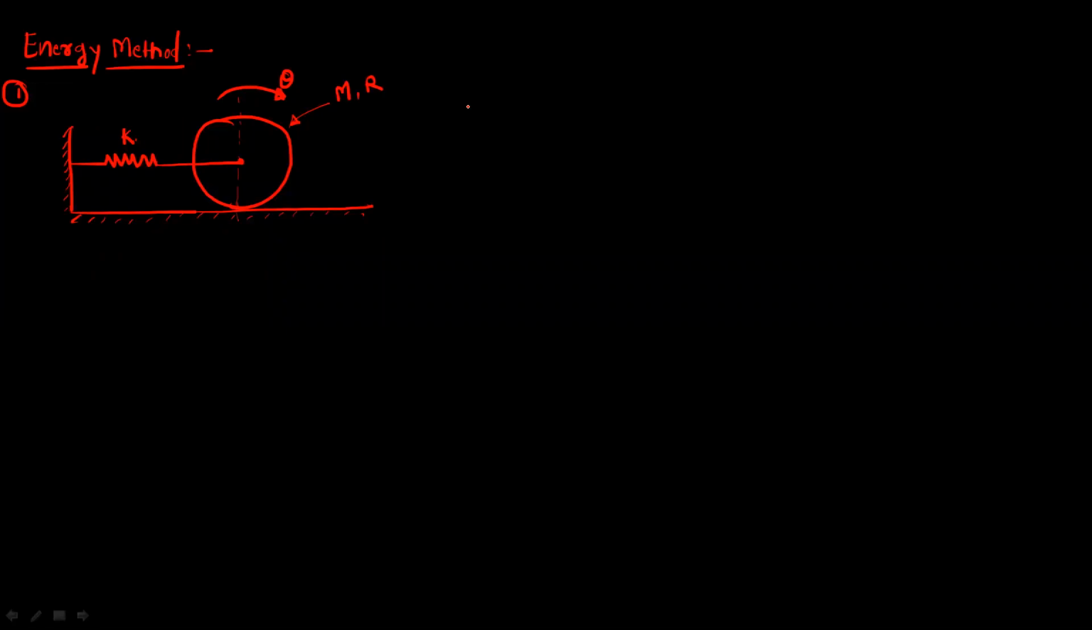Okay, so the given system has one disk with mass M and radius R. It is rolling on this horizontal surface and it is constrained to this fixed support by using the spring K, which is connected to its center. If you give a very small angular displacement theta to this disk, then it will start vibrating. So we have to find the natural frequency for this vibration.